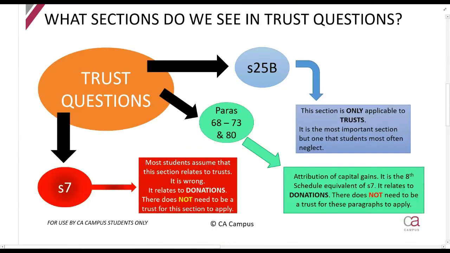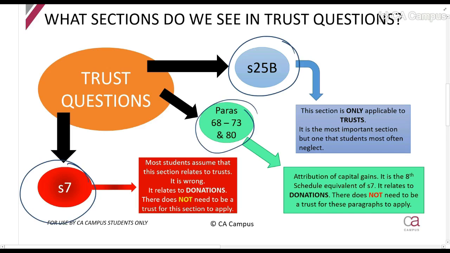Okay, so guys, what sections are we going to see in trust questions? What sections do we see? What are important? There are 3 big sections. There's section 25B, capital B, section 7, and then paragraphs 68 to 73 and paragraph 80 of the H schedule. So the H schedule, guys, that deals with capital gains, obviously.